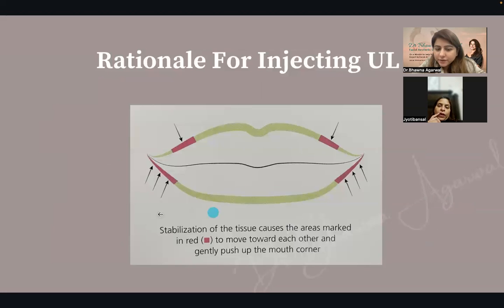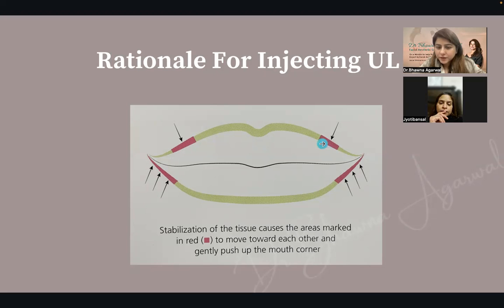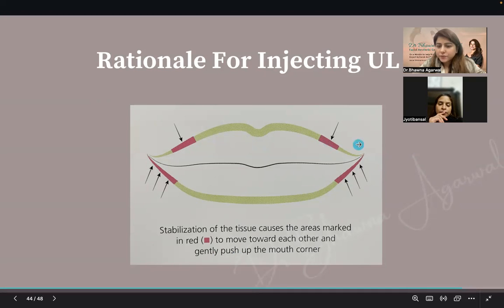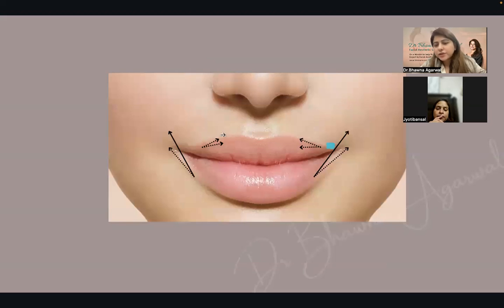So what is happening? You stabilize the tissues. When you inject here and when you inject here, it will make it as if the lip is coming closer. These two points will move toward each other, and gently push up the mouth corner. So in this, we are giving support from the lower lip also, and this support is getting an additive effect from injecting over here. So this is how we can do this.